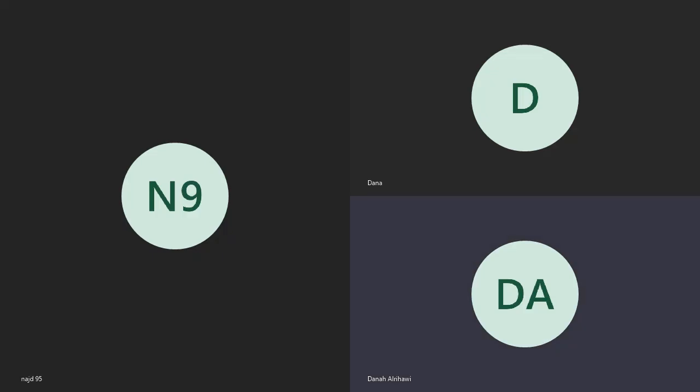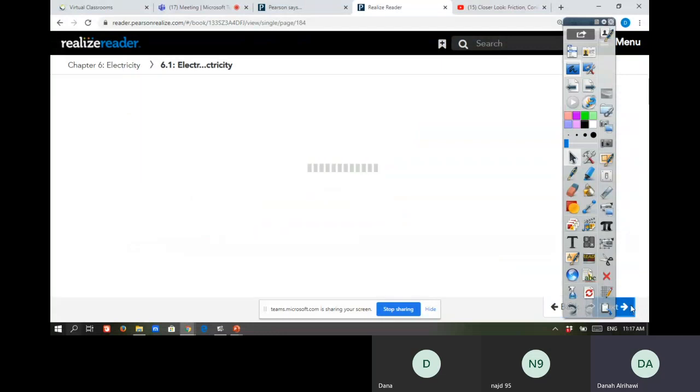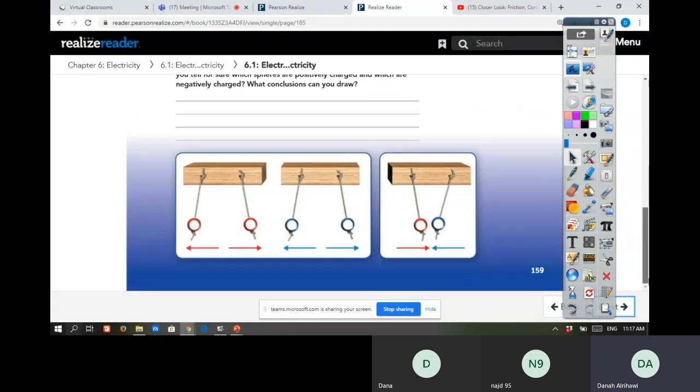Good morning, grade 6. Today we are going to talk about electric charge and static electricity. Yesterday we started talking about electric charge. We said that each atom has positive charge and negative charge. If they are the same, they will repel, while if they are opposite, they will attract. This is the electric charge.